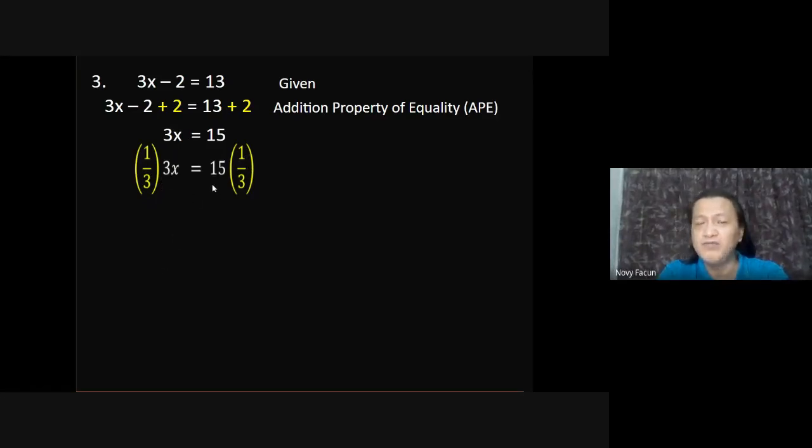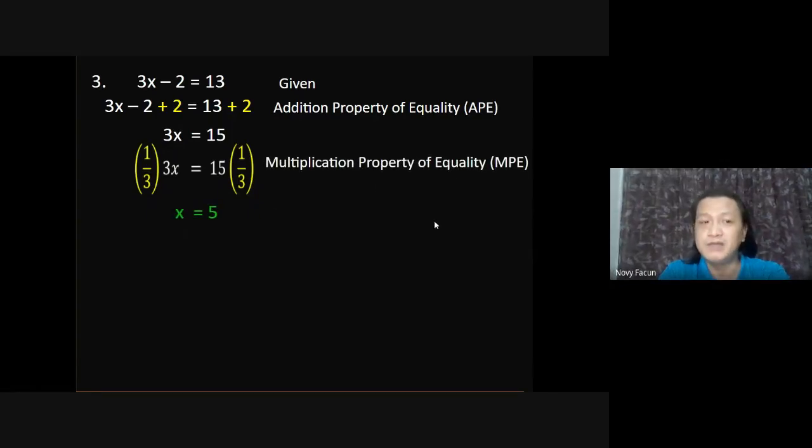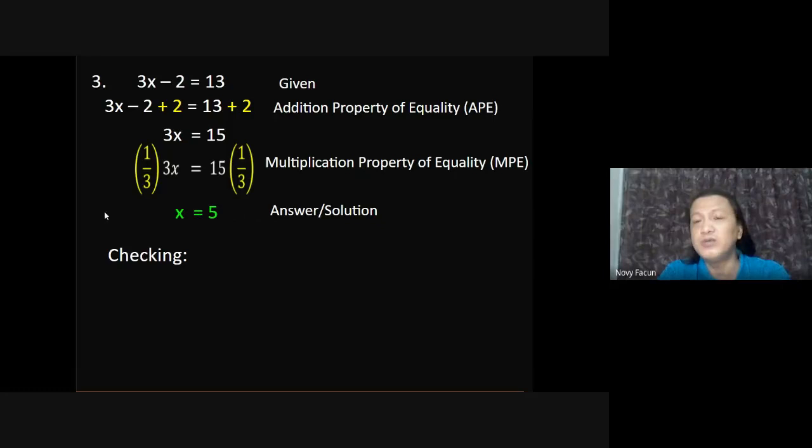So what is 1/3 of 15? Or 15 divided by 3, shortcut, pwede naman yon. That is under of multiplication property. And that is x equals 5. Yan na yung solution mo or yung answer mo dun sa equation natin. And then, if you're going to check, kopyahin mo lang yung given, or this is the original equation, i-substitute mo yung x mo na 5 dun sa given mo.